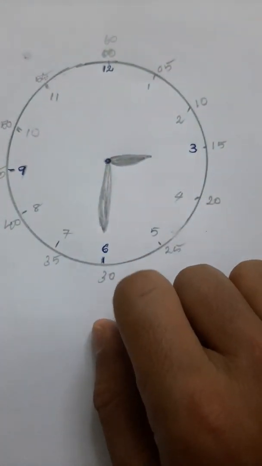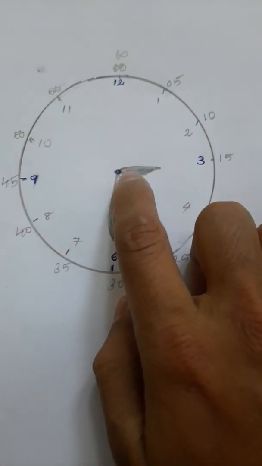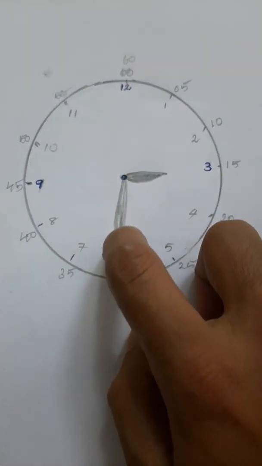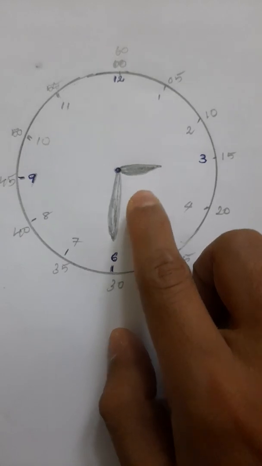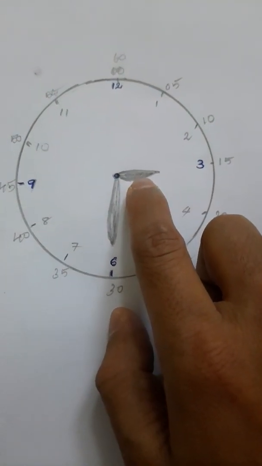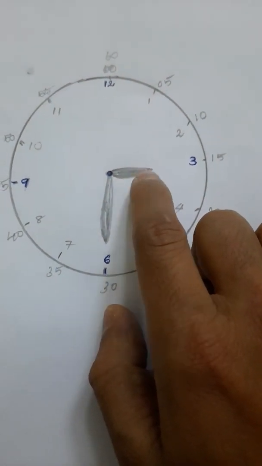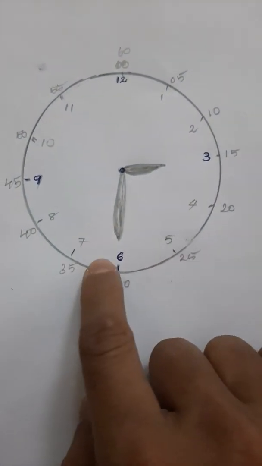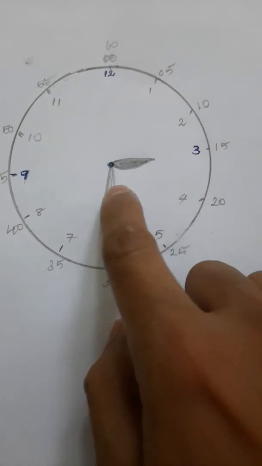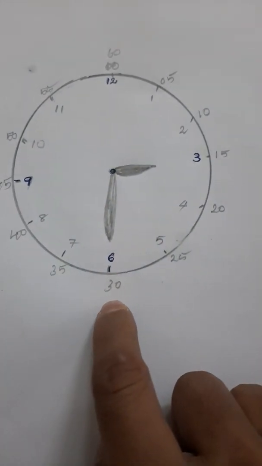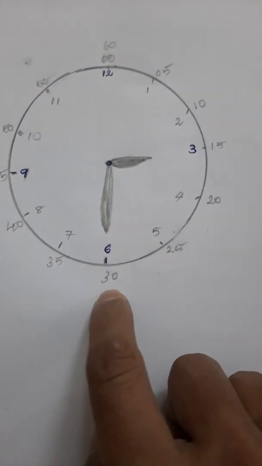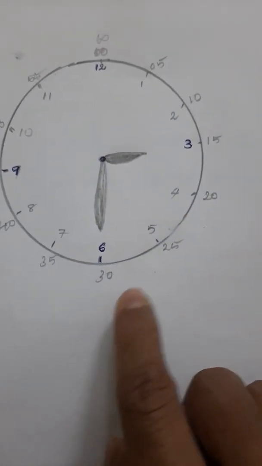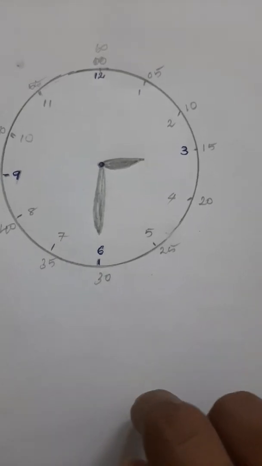Okay, so please understand. Now the small hand is standing here at 3. Here the big hand is standing at 6. Now what is the time? Is it 3 and 6? No. What is that? The long hand shows 30. So we can say 3:30. It's now 3:30.